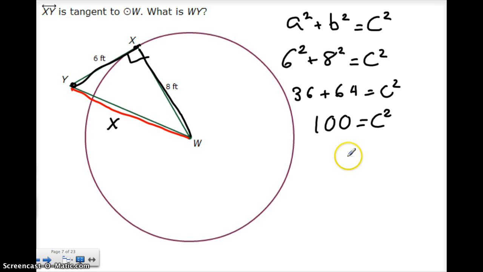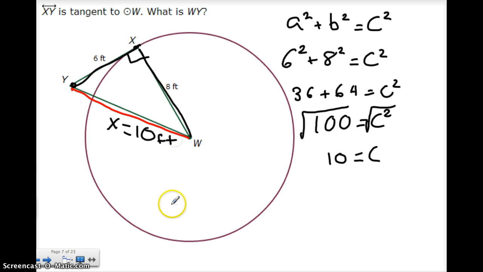You can't just leave it at c squared. Because you have a squared right here, the final step is to take the square root of both sides. And if I take the square root of 100, I should get c is equal to 10, which we're going to say is right here. So our third and final side is 10 feet.